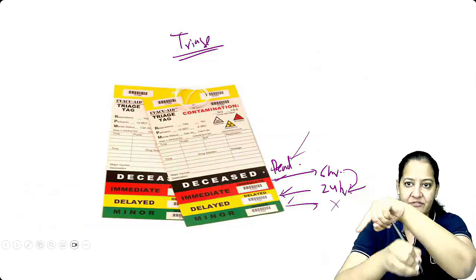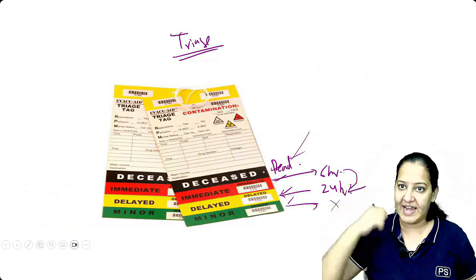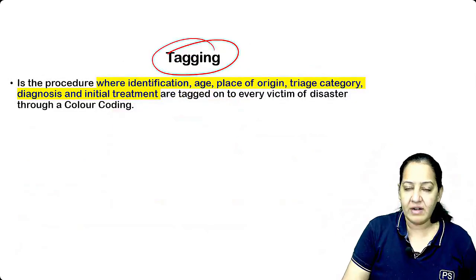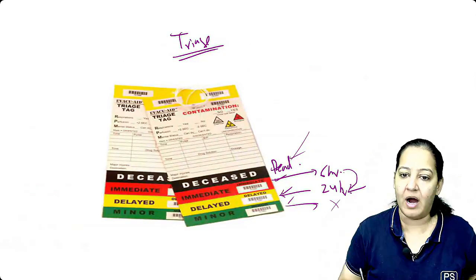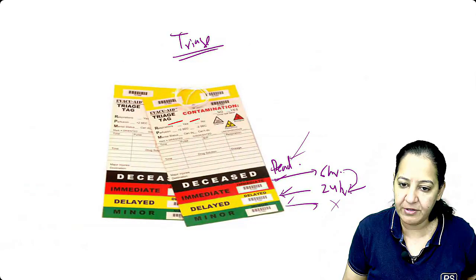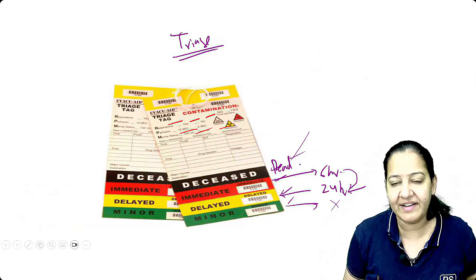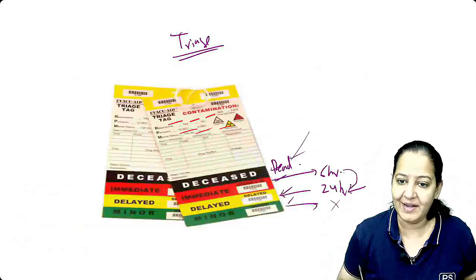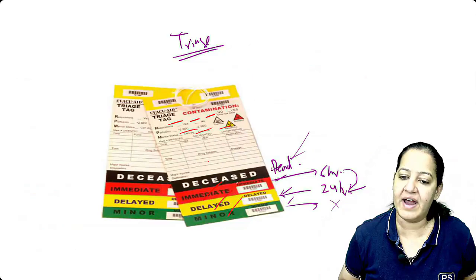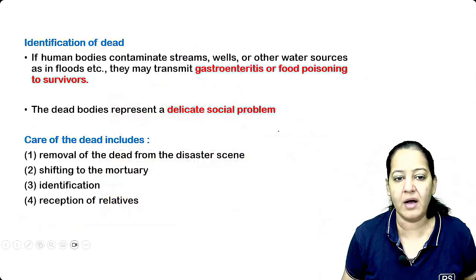We put a band in the wrist or we put a card in the neck. That is known as tagging, where identification, age, place of origin, and triage category are recorded. So I will make a card. I will write the name of the patient, age and all. I will see the ID cards, whether the patient is unconscious. I will do all that. And the triage category, whether red, yellow, green, or deceased, like black. So this is the thing.